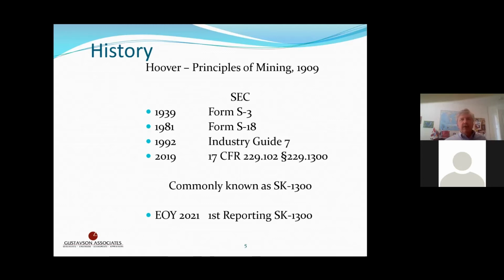In 1981, that was turned into Form S18, which almost unchanged in 1992 became Industry Guide 7. In 2019, they published a new rule in CFR 17, section 229, which is known as the SK section. And as of the end of year 2021, all US registrants, except those who are co-listed in Canada, will have to report using this format.